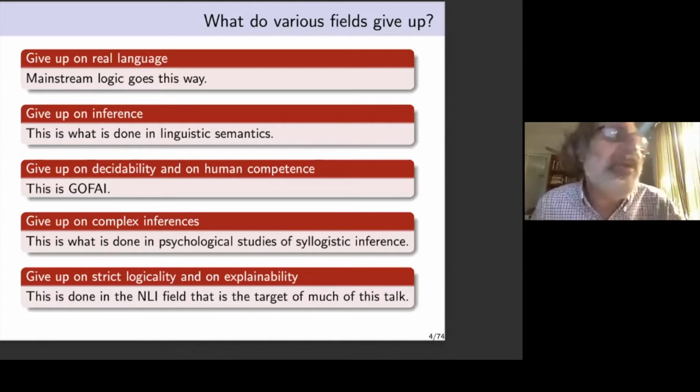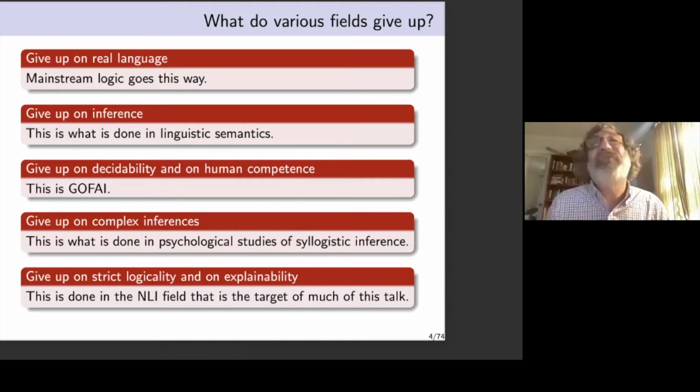Logic, which is the thing that I was trained in the most, gives up on language. It gives up on real language completely. In logic, we study artificial languages that have very little to do with natural language, or the relation between natural language and logic is a fraught relationship. So that's what logic gives up.